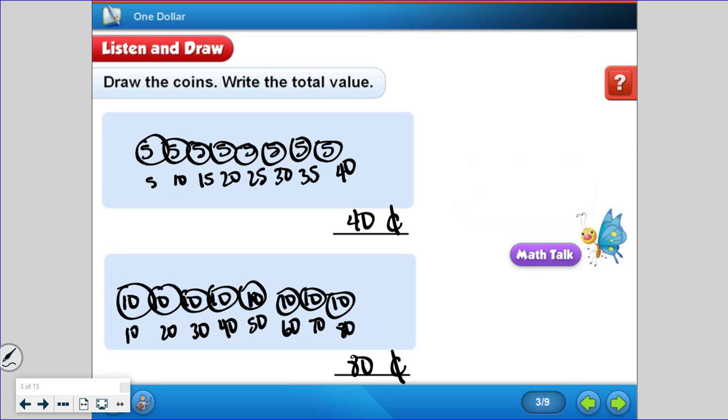So without drawing any more coins, just looking at that first problem, we said that it was 8 nickels. Without drawing any more coins, how many more nickels would it take to show 80 cents? Well, remember, we had 1, 2, 3, 4, 5, 6, 7, 8, and that was 40 cents.